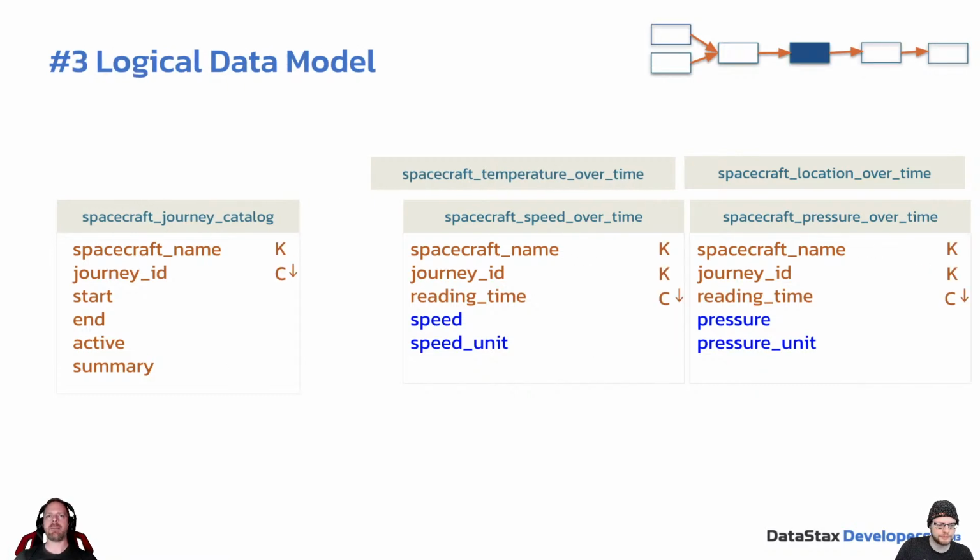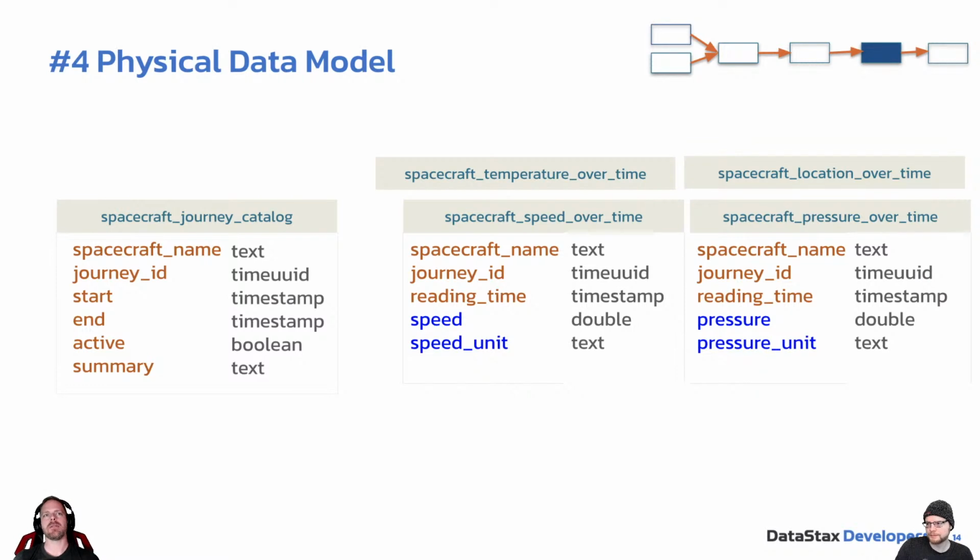Now notice all that happened here is I just went from defining what my keys and those relationships might be to now just defining the types. That's it, right? So if you take a look at the left-hand side, you'll see, okay, spacecraft name is a text type. Journey ID is a time UUID. By the way, time UUID is a cool object. It combines a timestamp and a unique identifier, a UUID. Those are actually really neat.